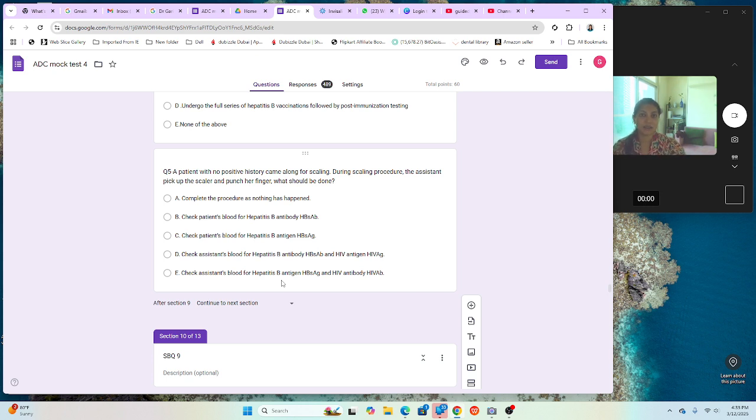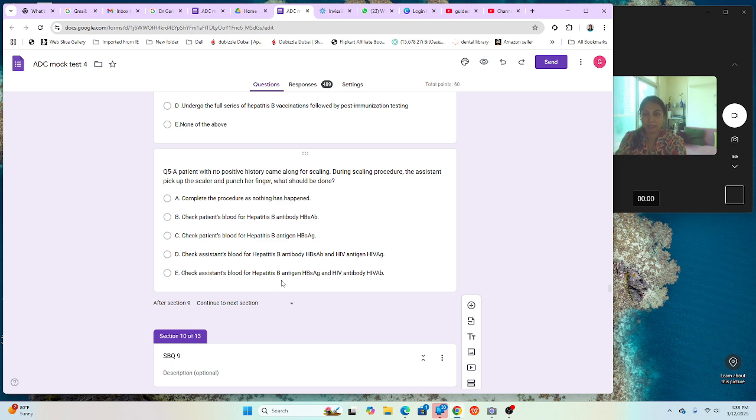What I can check my assistant for is HIV antigen. But is that option given to me only? No. Before I check my assistant for HIV antigen, which I should be doing, I have to check the patient. I have to check the patient's blood for hepatitis B antigen, whether he is infected or not. If in his body there is antibody present, I'm okay. But I need to check if he's an active case of hepatitis antigen or not.